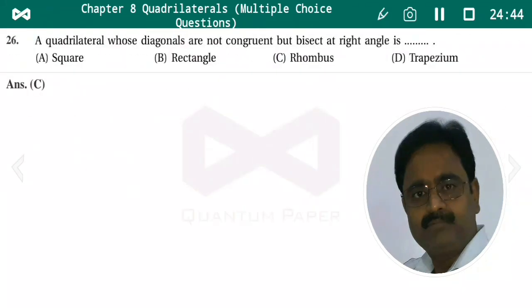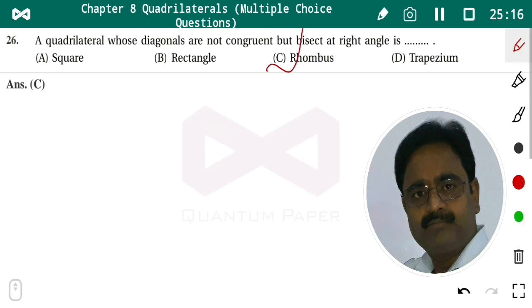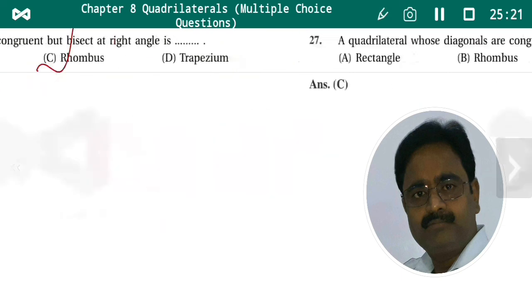A quadrilateral whose diagonals are not congruent. किसके diagonals congruent नहीं होते but bisect at right angle. Equal नहीं होते लेकिन 90 डिग्री पे इंटरसेक्ट करते हैं. तो ये रोम्बस ही पॉसिबल है. स्क्वायर के डायगोनल्स इक्वल भी होते हैं, राइट एंगल पे भी इंटरसेक्ट करते हैं. रेक्टेंगल के डायगोनल्स इक्वल होते हैं लेकिन राइट एंगल पे इंटरसेक्ट नहीं करते. रोम्बस के डायगोनल्स इक्वल नहीं होते बट वो राइट एंगल पे इंटरसेक्ट करते हैं. सो आवर ऑप्शन सी इज राइट फॉर दिस क्वेश्चन. राइट फ्रेंड्स? ओके, सो लेट्स सी द क्वेश्चन नंबर 27.